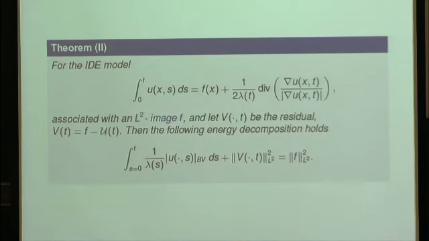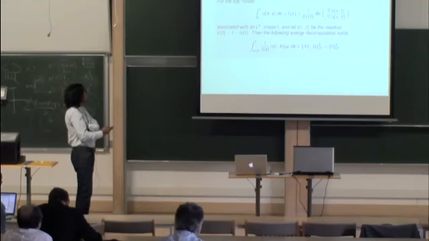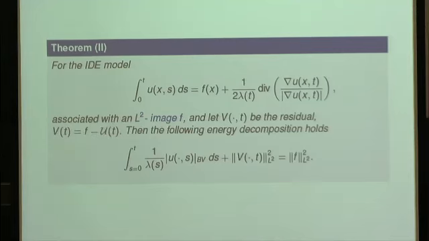Theorem number 2 is about the energy decomposition. For the given IDE and an L2 image f, we have this energy decomposition, that means a weighted BV norm integral plus the energy of the noise is exactly equal to the energy of the given function squared.